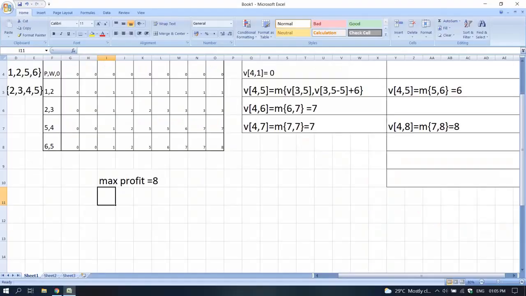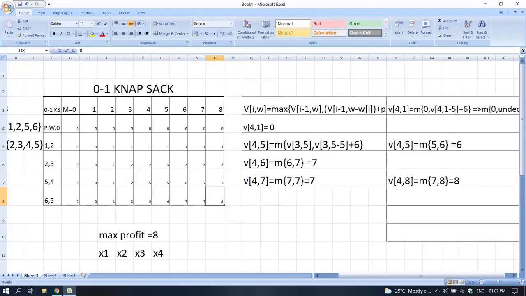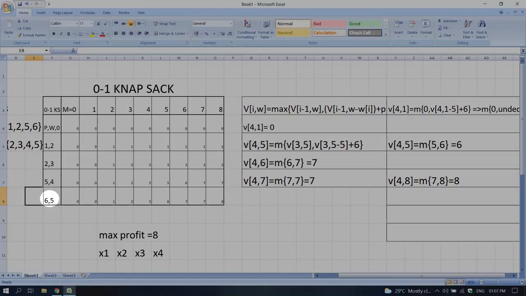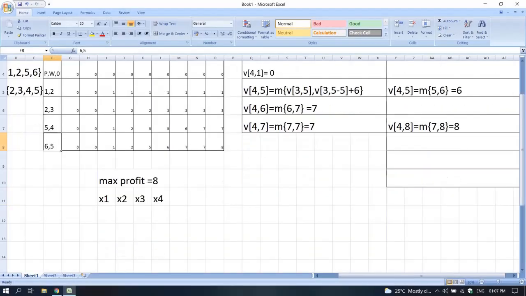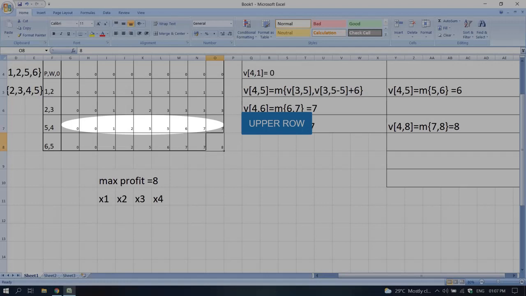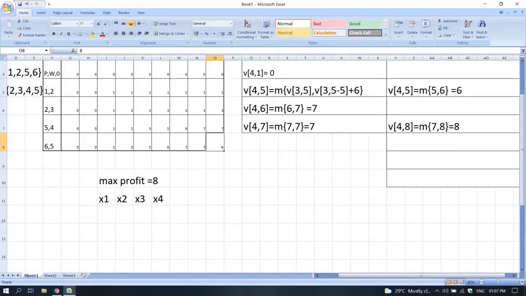Now we will take a series of decisions. How will we find which elements are included? x2, x3, x4. The maximum profit is 8 as we know, and for that our fourth object is included. These are objects 1, 2, 3 and 4. So we will see if 8 is in the upper row. If 8 is not in the upper row, it means we are going to include this object. So take it as 1.